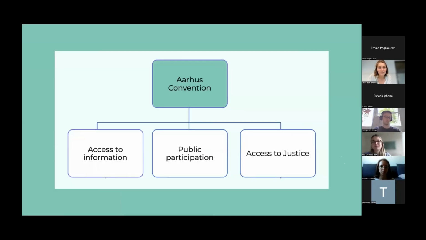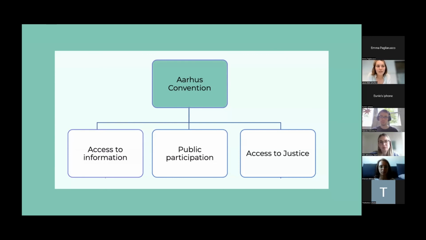We often talk about 3 pillars of the Aarhus Convention, and this graph tries to visualize the 3. So there are rights on access to information, public participation, and access to justice. We'll come back to public participation in a future workshop, so maybe just 1 minute on each of the other 2.